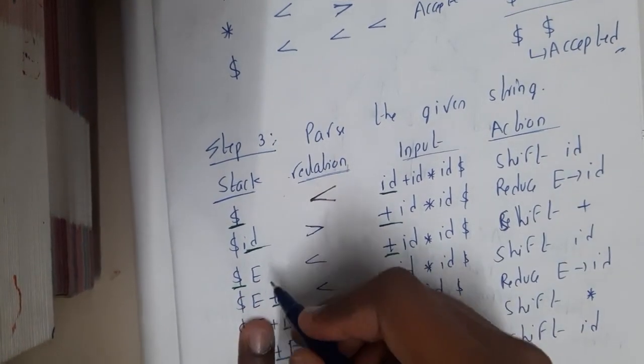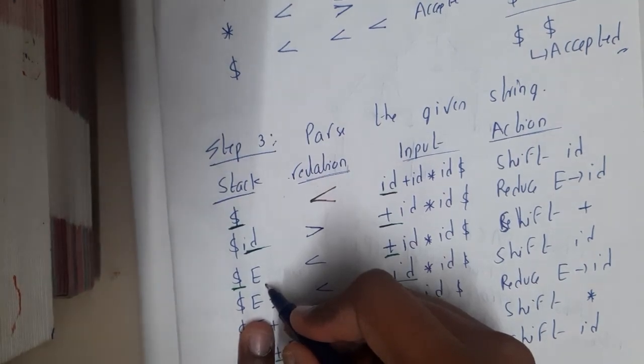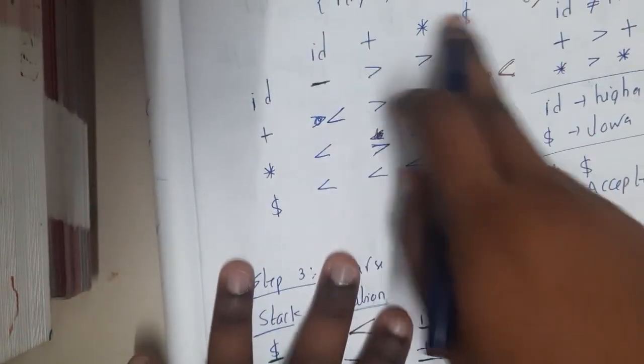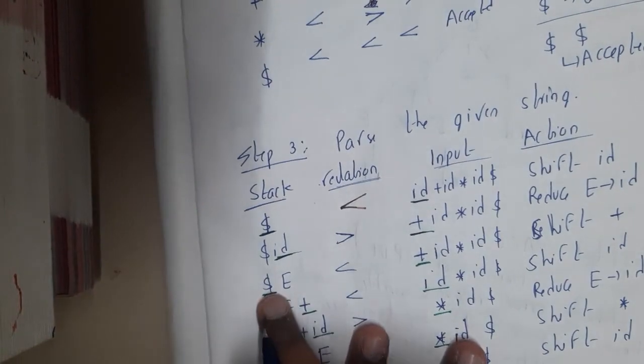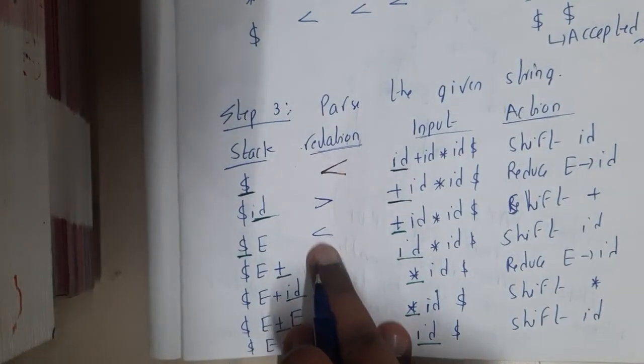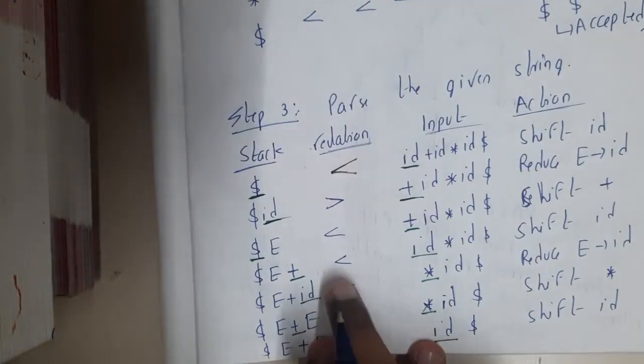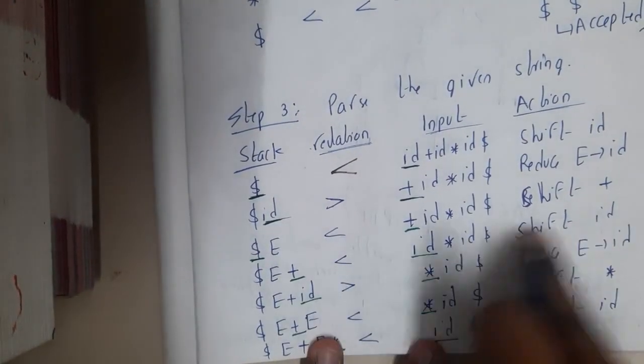So basically e is a non-terminal, hence you cannot check it in the table. That is the reason why you'll be checking dollar with the plus. So dollar with the plus is nothing but less than. So less than means shift. So plus with id is also less than, so it is directly shift id.